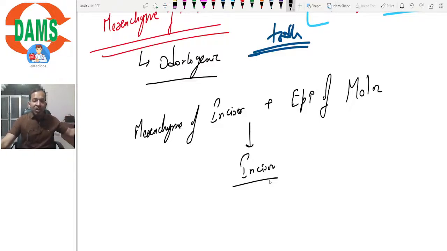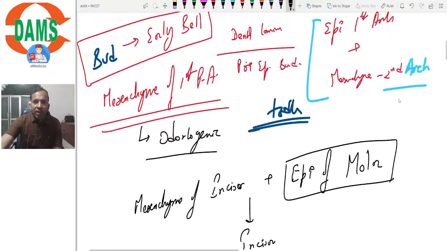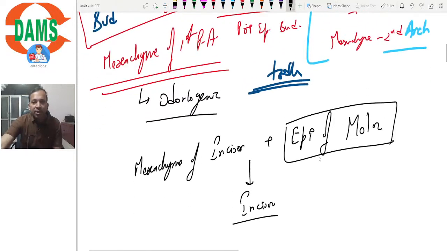Now, at this stage, when the bud stage has been established, fusing odontogenic mesenchyme with the epithelium of other arches will not result in the formation of a tooth, right? You have to take the odontogenic epithelium. You have to take the epithelium of the first arch, right? That's why the example here is that of molar, instead of second arch or third arch or something else, isn't it?